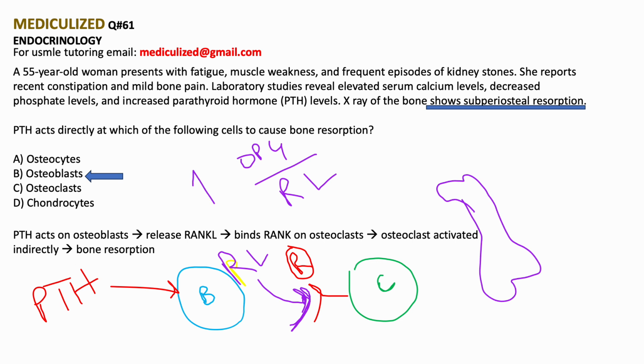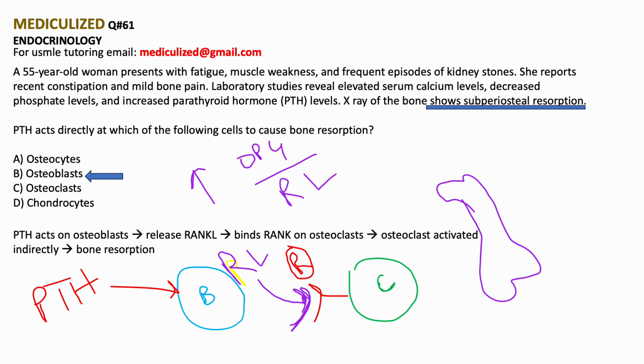If the ratio is high, it means the bone will be maintained because your OPG is high, which is inhibiting the RANK L to RANK interaction. If your OPG to RANK L ratio is low, then that means it is going to lead to bone resorption. For example, if you don't have osteoprotegerin but you have a ton of RANK L, like for example PTH is increasing RANK L, that's going to cause osteoclast activation and then bone resorption.